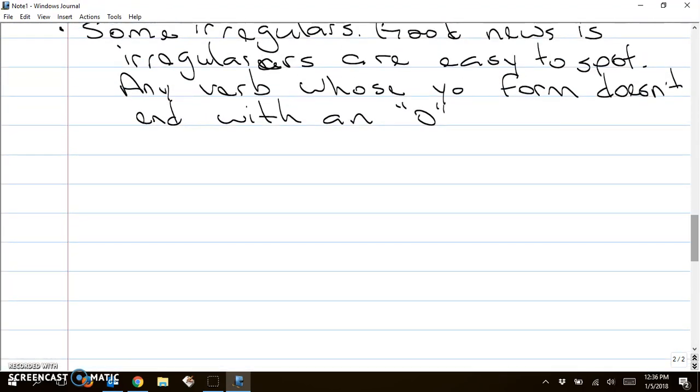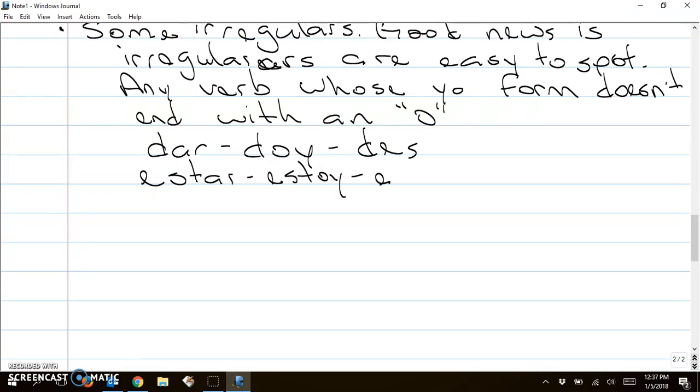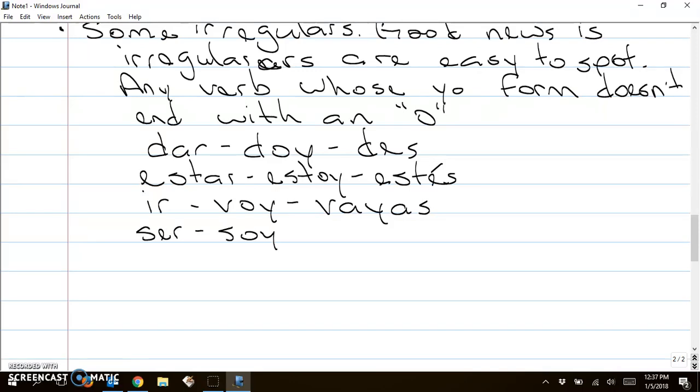Verbs such as dar. Yo form is doy, command form, des. Estar, estoy, estés, accent on the E. Ir, this is our little weird one, voy, goes to vayas. Ser, soy, goes to seas. Those are our irregulars.